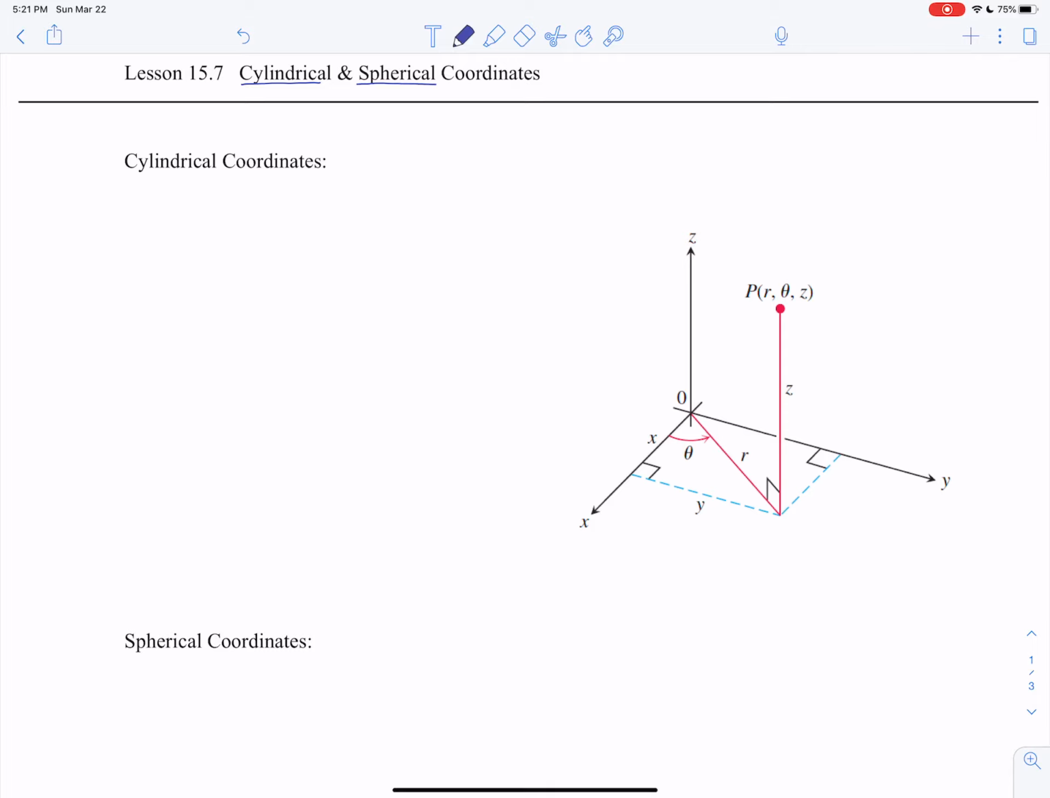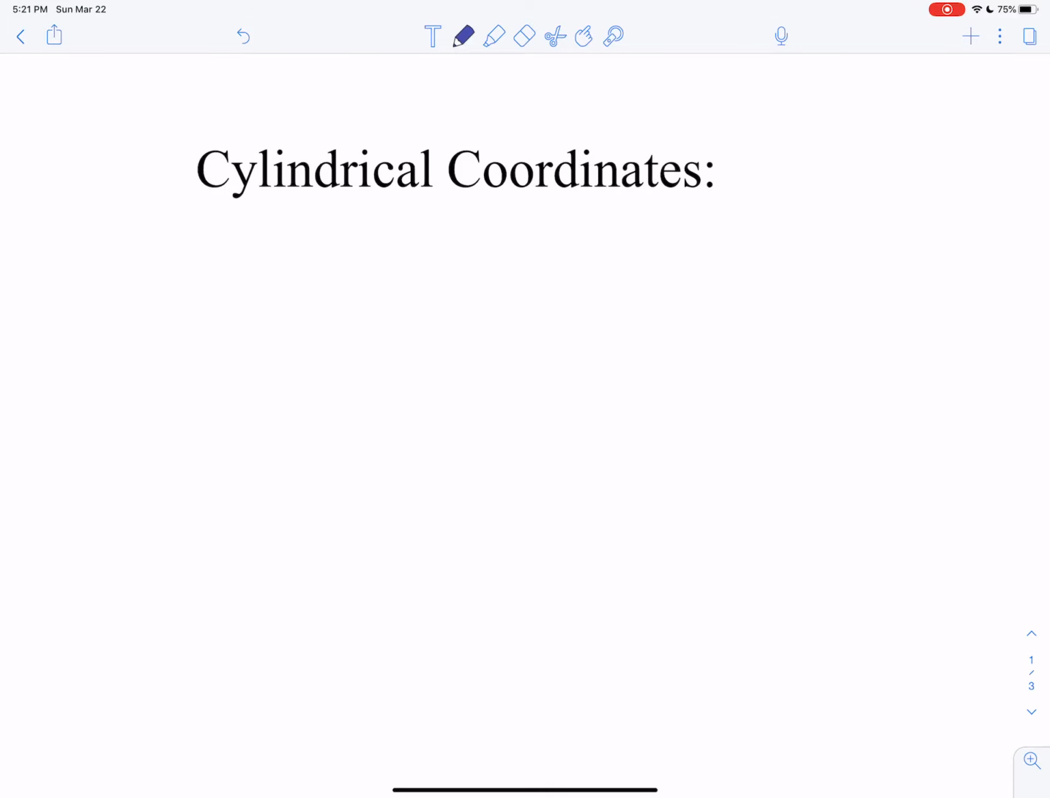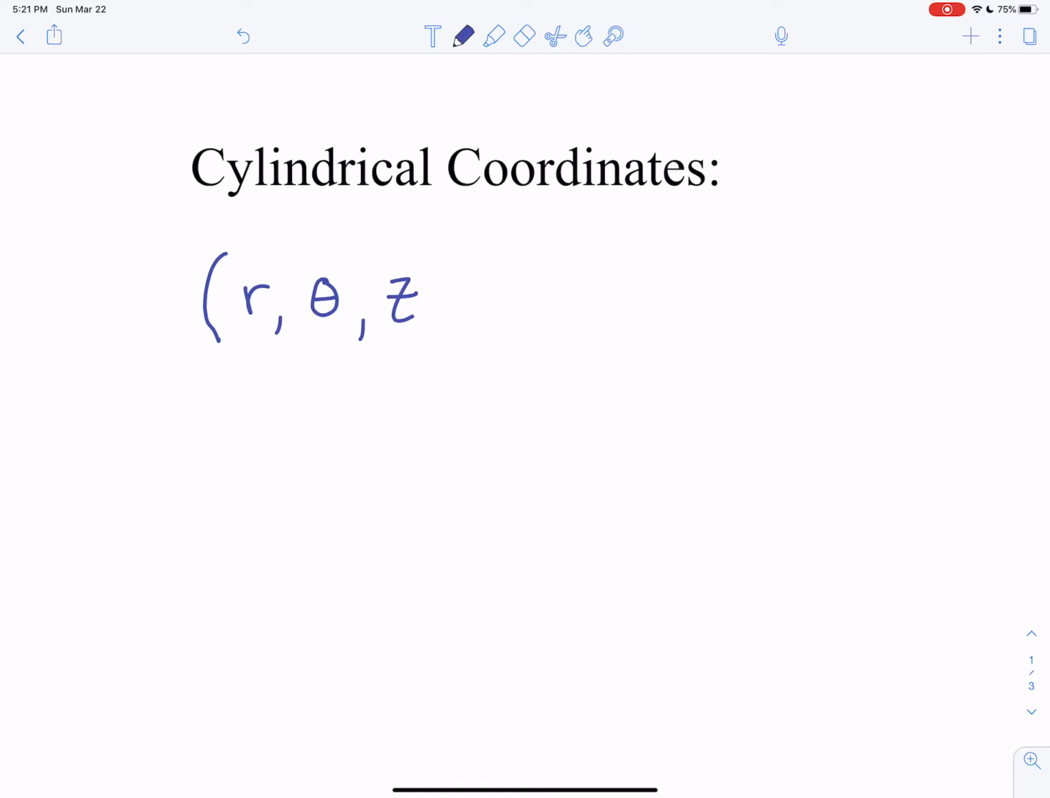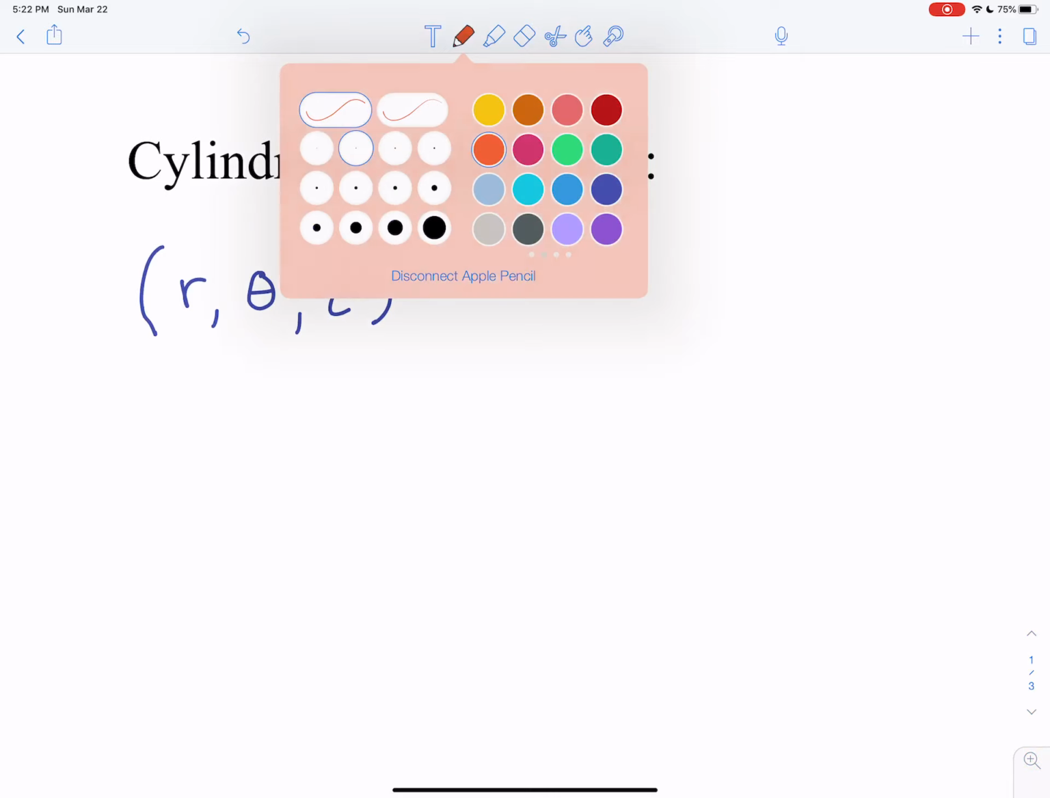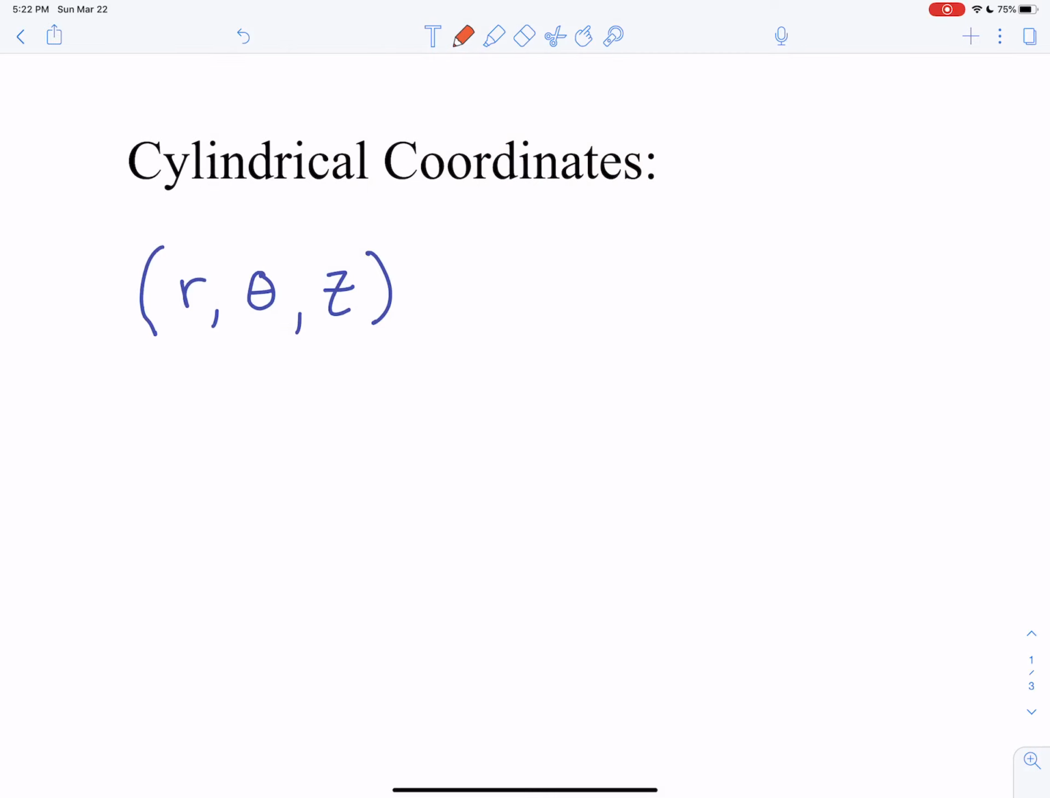The variables that are in it are three. There are three variables in cylindrical: r, theta, and z. So if you notice, this is made up of three components. There's three different variables, which means that this coordinate system spans R3. So it's a 3D coordinate system.